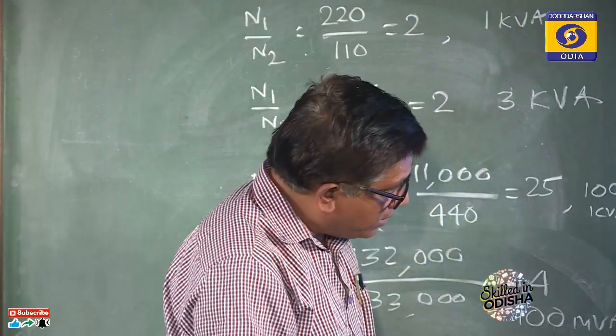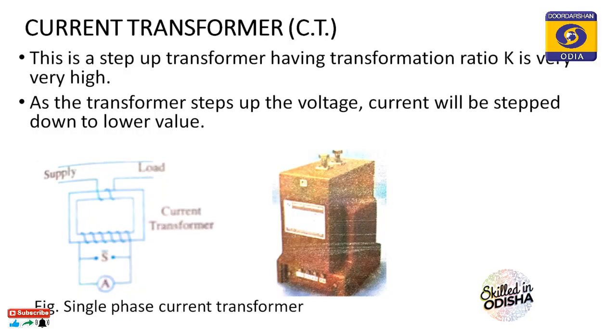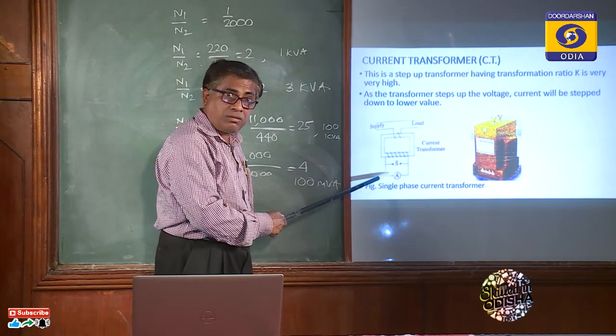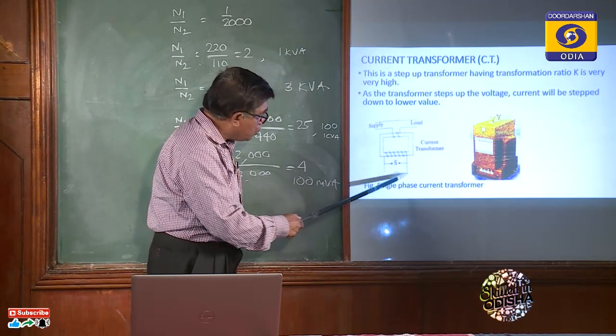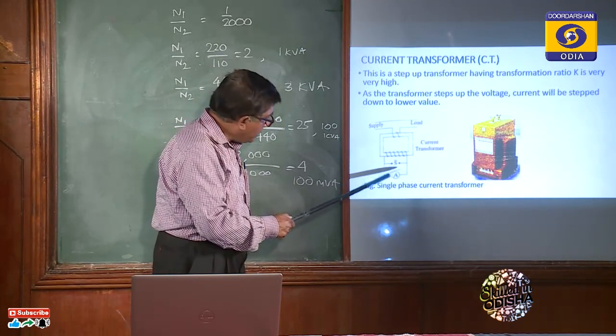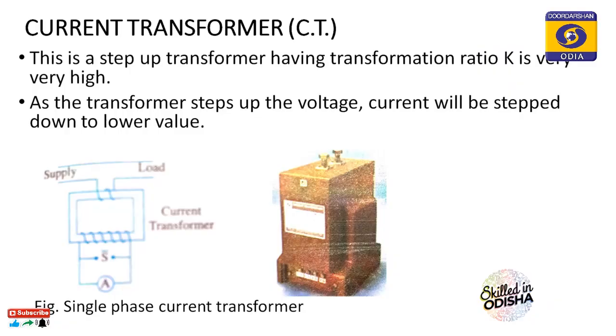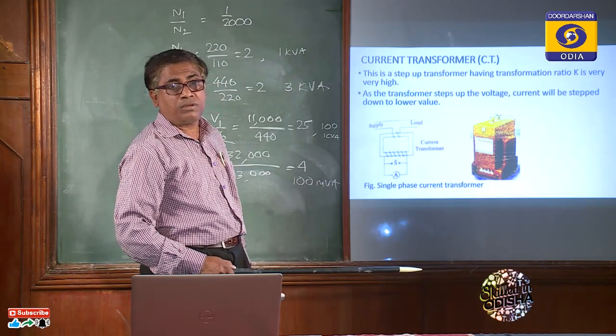You mark the difference. Ammeter is connected. Ammeter acts as a short circuit. Very important thing: the secondary side should not be open circuited. Either it should be closed here or an ammeter should be connected. So remember, ammeter acts as a short circuit. Fine.